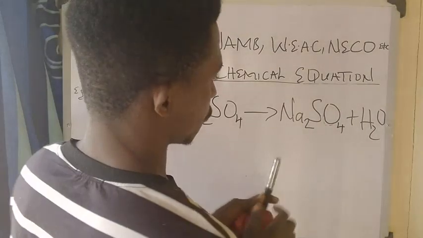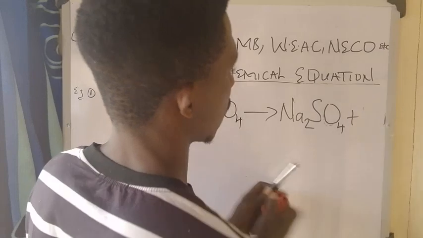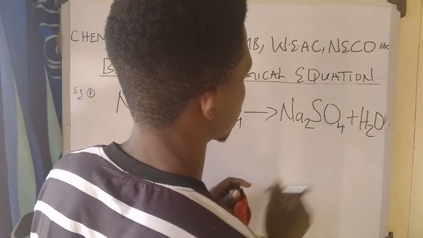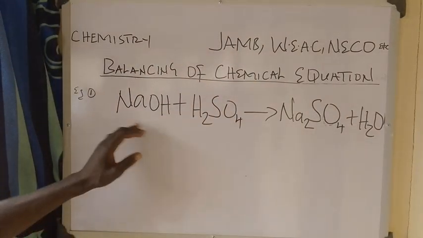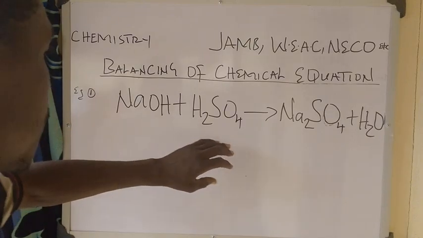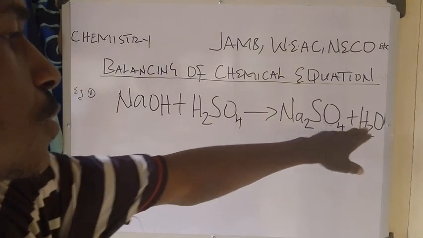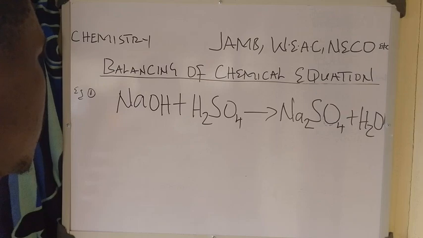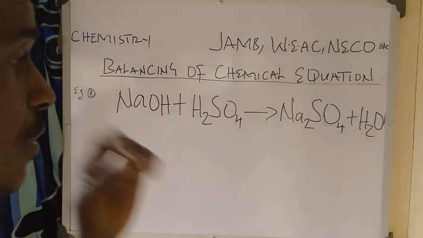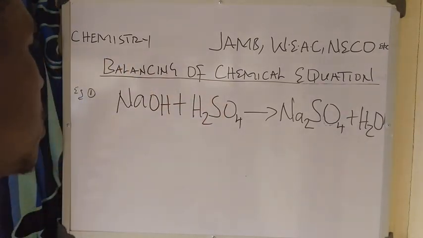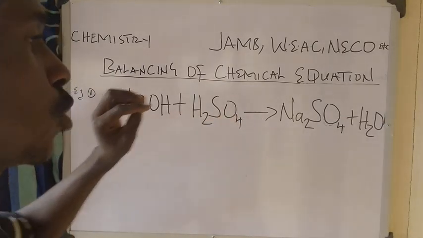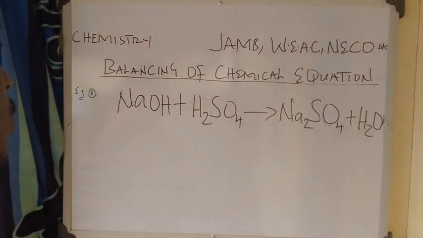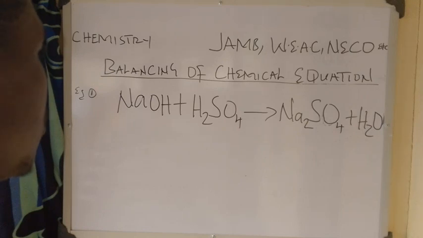So I have this reaction, for example. I have this very reaction, that is sodium hydroxide reacting with tetraoxosulfate 6 acid to give you sodium sulfate and water. So now, how do you balance this? I told us the first step in balancing a chemical equation: what is on the right hand side must be equal to what is on the left hand side, right? So once you get that, you are on your way to solving it.